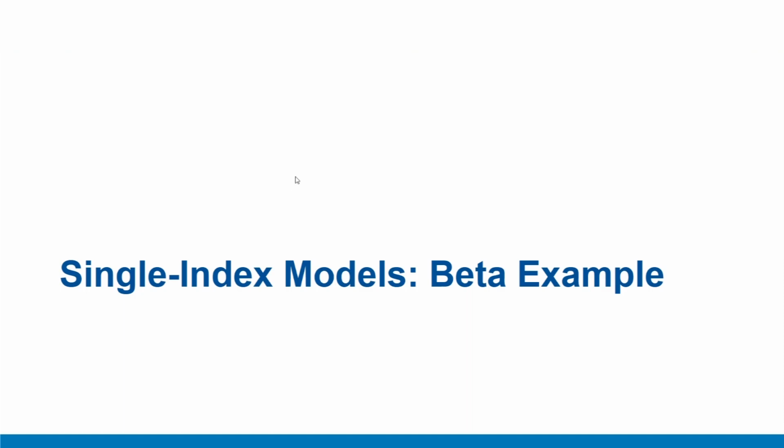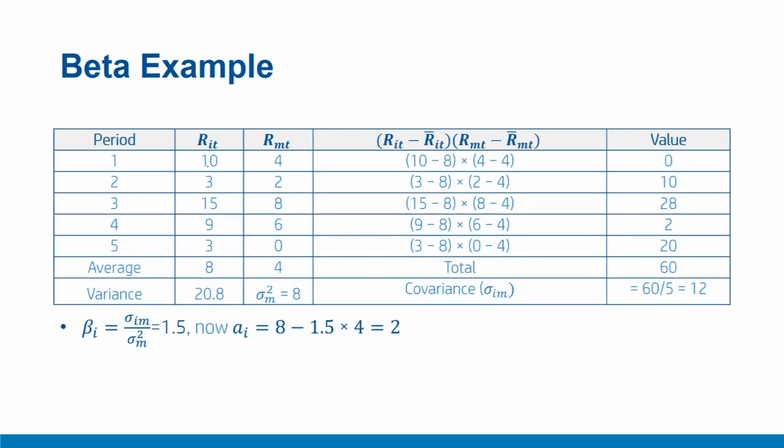Single index models beta example. In this video, we'll try to understand computation of beta in the presence of single index models. In our previous discussion on a similar example, we assumed beta to be given, but let's try to examine beta now. In the example, we have been given values of RIt for these 5 periods. We have our market return values for these same periods. So first, we can compute the average values of market return, which is 4%, and security return, 8%. Their variances also, sigma it square is 20.8, sigma m square is 8.